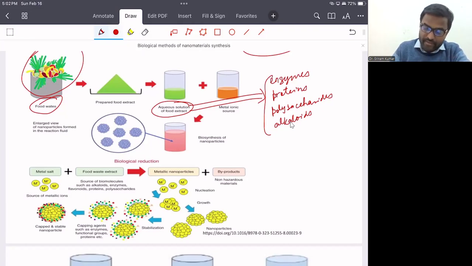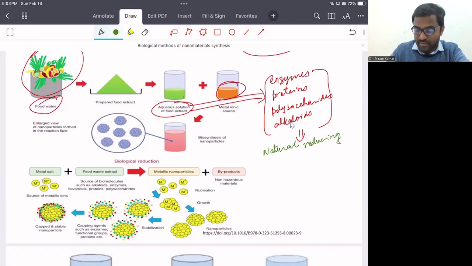And when we add metal salt solutions to that extract, what happens? These act as natural reducing agents. So in the presence of a natural reducing agent, the metal ion gets reduced and we get the nanomaterial.